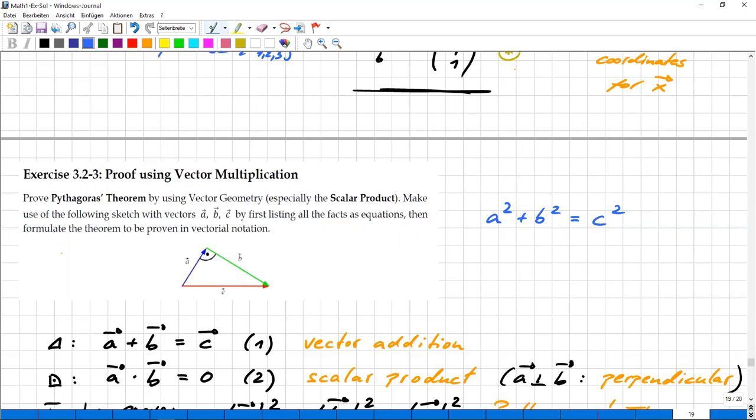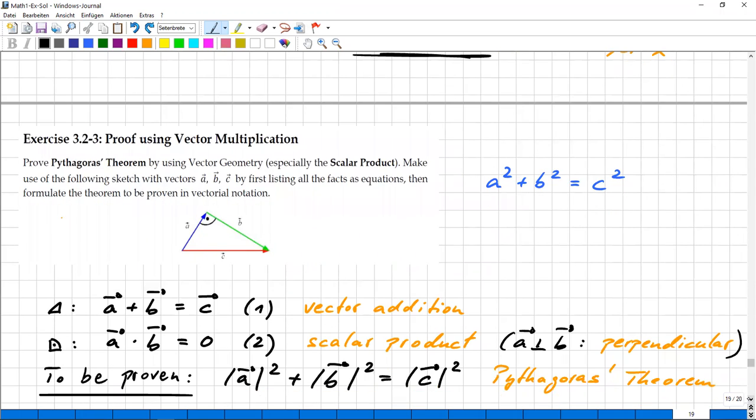Some of you may be used to a symbol like this one for scalar product, but this is not necessary. You can also use the simple multiplication sign. This is what we do. So that's it. We've got two equations. And now let's formulate the theorem, which is to be proven, in vectorial form.